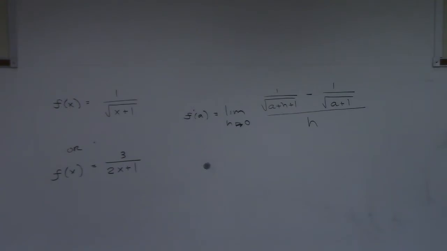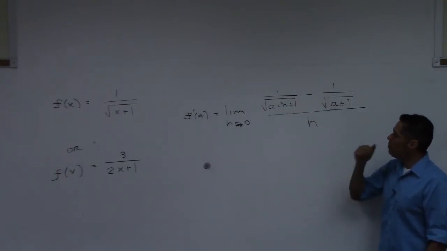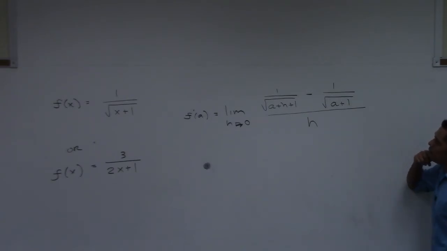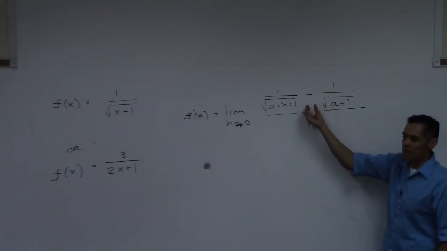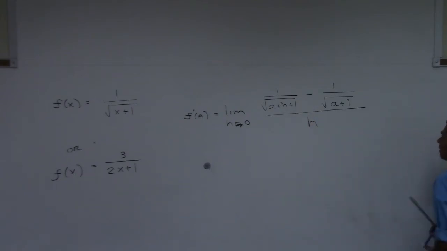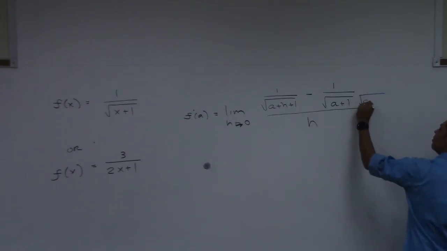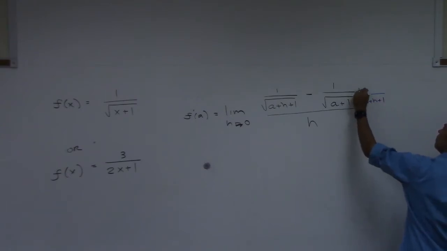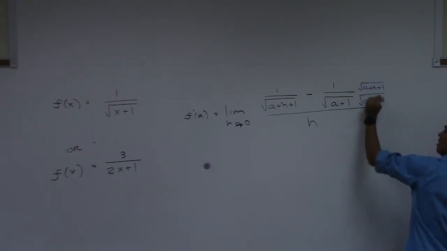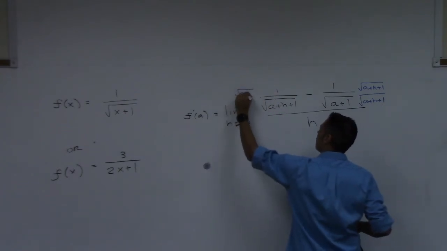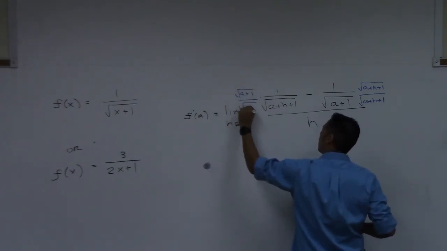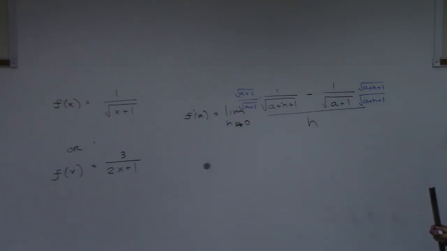Yep? Okay. Now, what you might be thinking right now is conjugate, because you see the roots, right? The problem with that is it won't work. You actually have to get these together with a common denominator first. So that means you have to introduce on the top and bottom here root a plus h plus 1, root a plus h plus 1. And over here, root a plus 1 and root a plus 1. Do y'all see what I'm doing? I'm getting a common denominator.